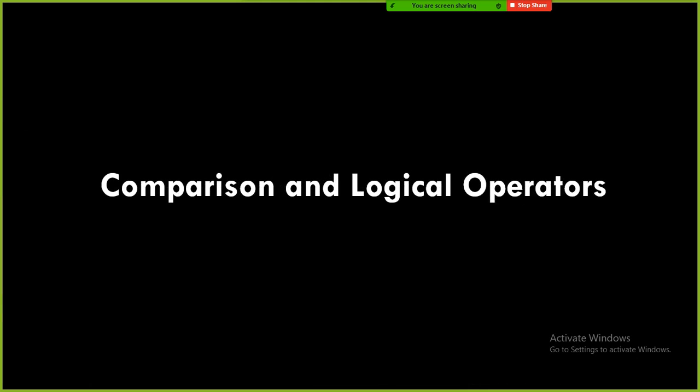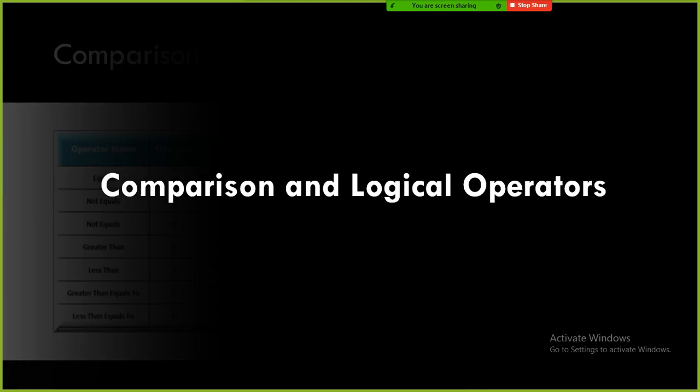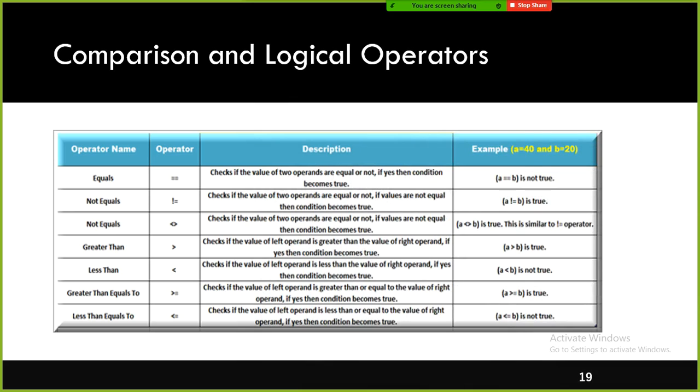Next, we'll try to understand the comparison and logical operators. They are more or less like those in other programming languages. If you want to compare something, for example x equal to 2, you use a double equal sign, and a single equal sign is for assignment.